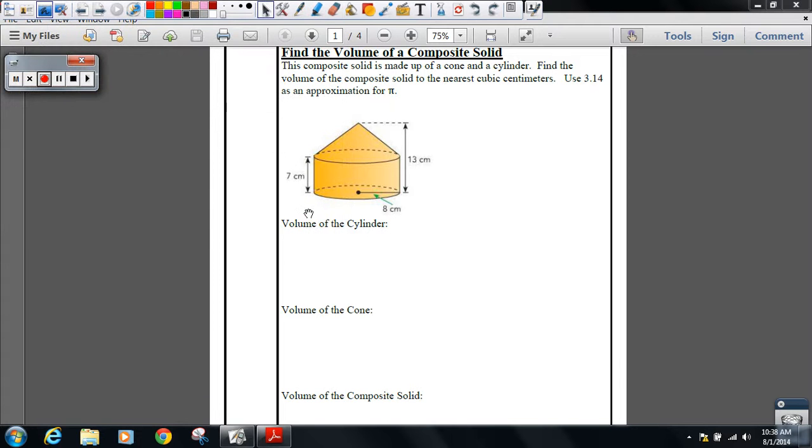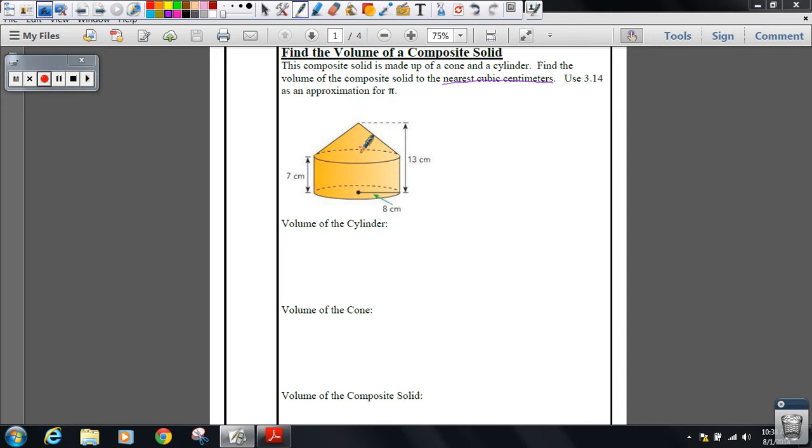Okay, today we will be putting all our formulas together and finding the volume and surface area of composite shapes. Composite solids means that they're created of more than one solid put together. So if we look at this first one, it is made up of a cone, and the bottom then is a cylinder. And it wants us to find the volume of it to the nearest cubic centimeter. So that means the nearest whole number. And it says to use 3.14 for pi.